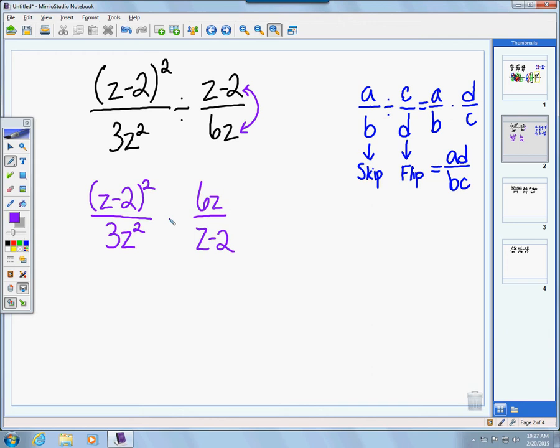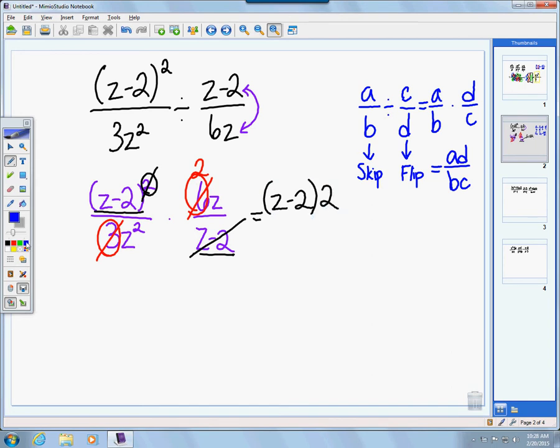So if you guys notice here, I can actually start canceling out. So I have a z minus 2 in the denominator, and I have 2 of them in the numerator. So I can cancel one out here along with one of them here. So this is going to leave me with a z minus 2 as part of my answer. Next, notice that I have a 3 in the denominator and a 6 in the numerator. I can cancel and reduce that down to be a 2. So that's going to leave me with a 2 here.